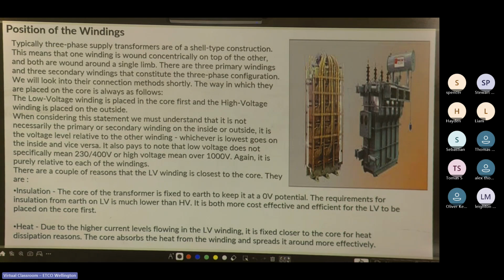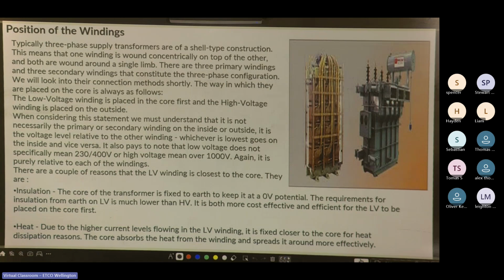So you could have a step up transformer, where the low voltage is actually on the inside, which is the primary. So your primary is the inside and your secondary is the outside. Conversely, if it's a step down, the primary is on the outside and the secondary is on the inside.